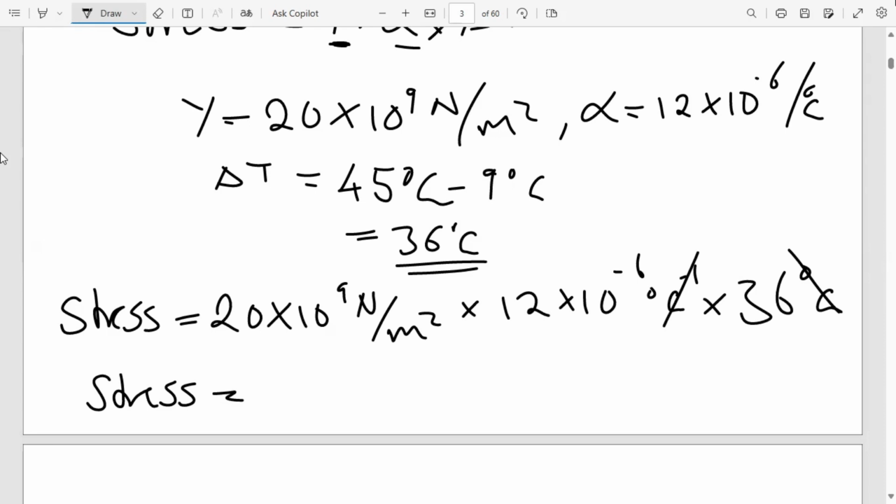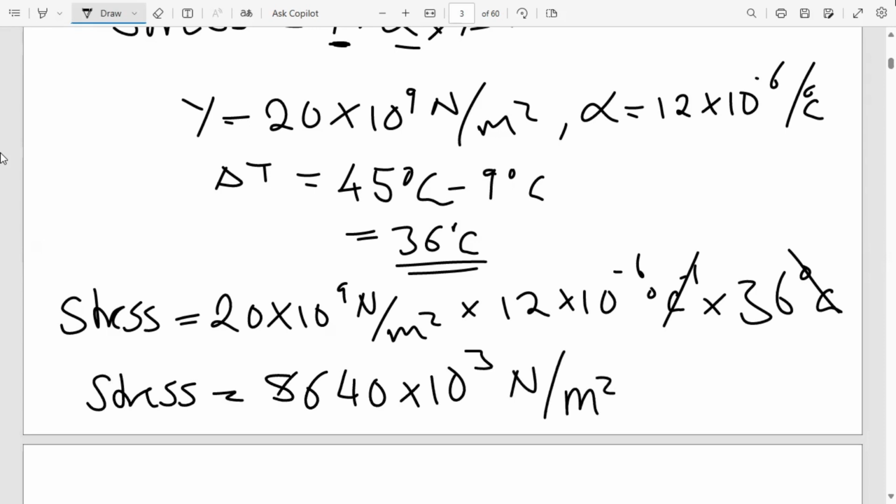Okay, so let me just punch it all together in my calculator. I'm getting an answer which is equal to 8640 times 10 to the power 3 newtons per square meter, which I can simplify further by moving the point maybe up to there.